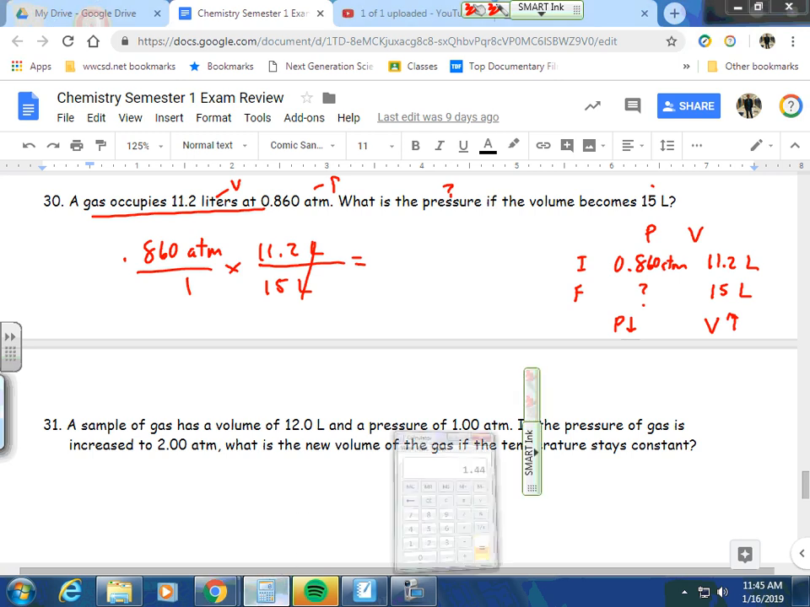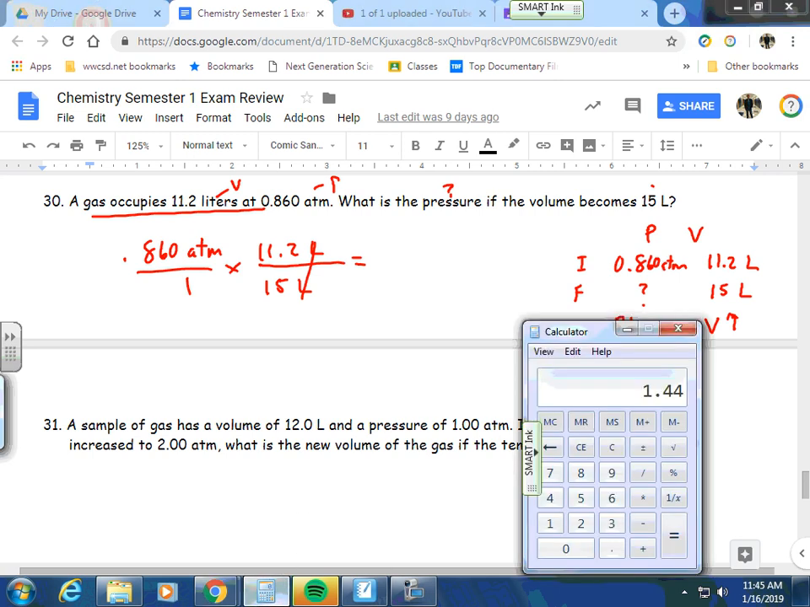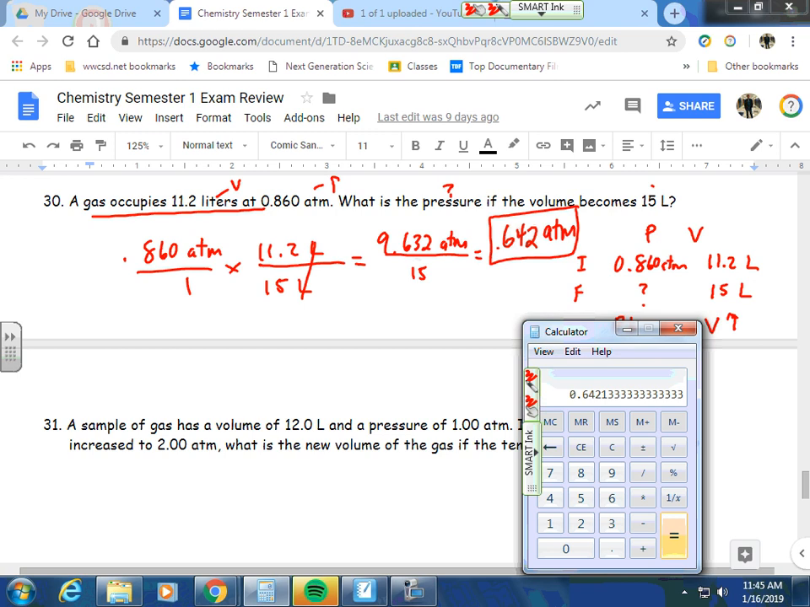And I should get an answer of 0.860 times 11.2. That comes out to 9.632 atmospheres. Bottom is just 15, so I'm just going to divide that by 15. It comes out to be 0.642. So it went down. Does it make sense? Volume increased a little bit. The pressure should go down a little bit. Seems good to me.